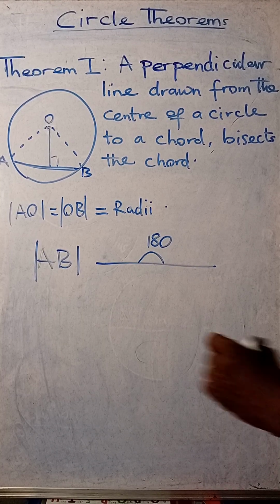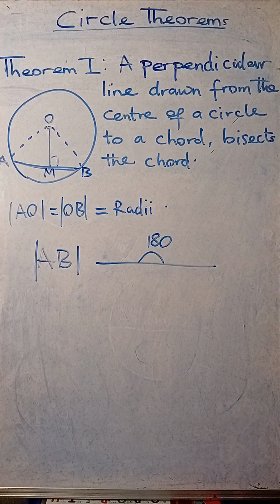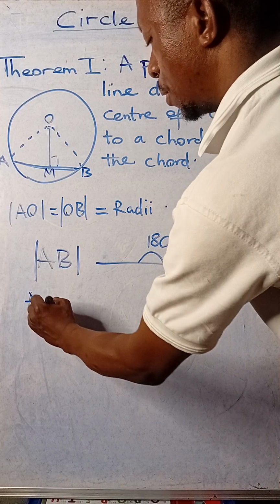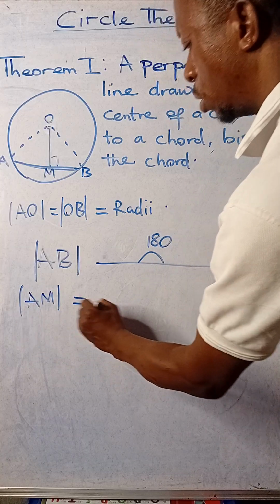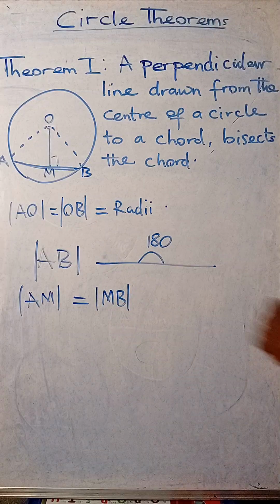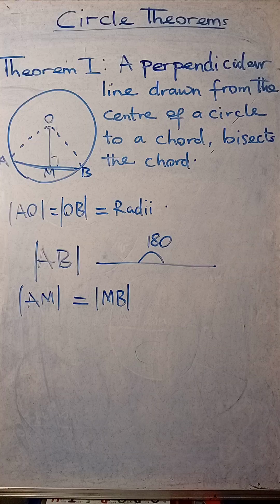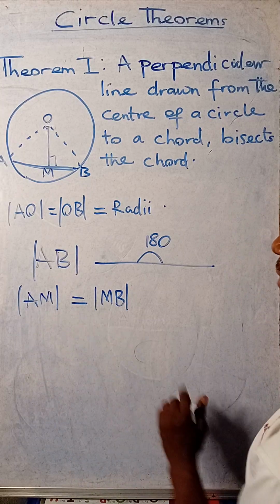So to prove this, let's label this point M. We want to prove that line AM is equal to line MB, because line AB makes a straight line. So let's prove and see if this is true. Then we would have proved the theorem. So we need to prove that these two lines are equal.